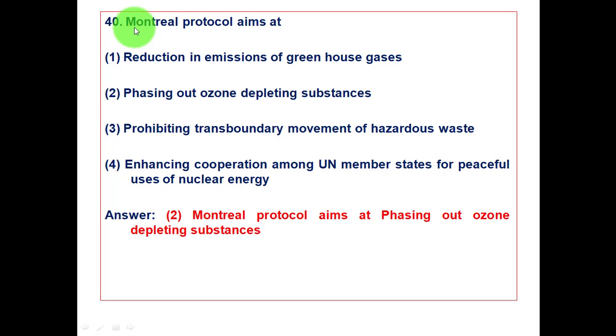So part 4. The Montreal Protocol aims at... Montreal Protocol, you know, this is related to ozone depletion. Okay. So reduction in emission of greenhouse gases, no. Phasing out ozone depleting substances, this is the correct option. Then prohibiting transboundary movement of hazardous waste, no. Enhancing cooperation among UN members for peaceful uses of nuclear energy, very wrong. So only one correct option you will find here. This is very direct, I can say. So the Montreal Protocol aims at phasing out ozone depleting substances.